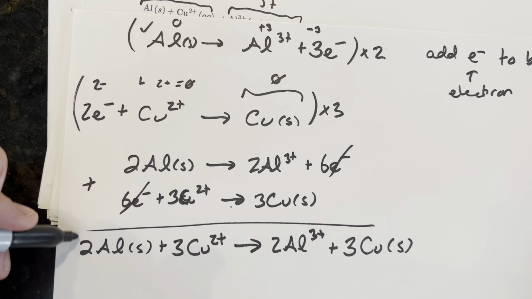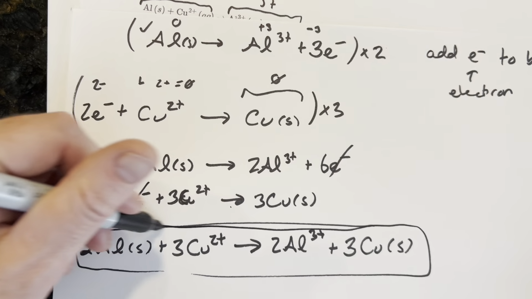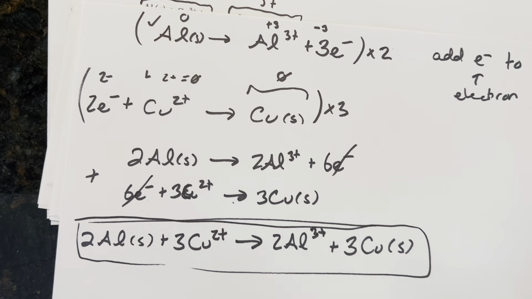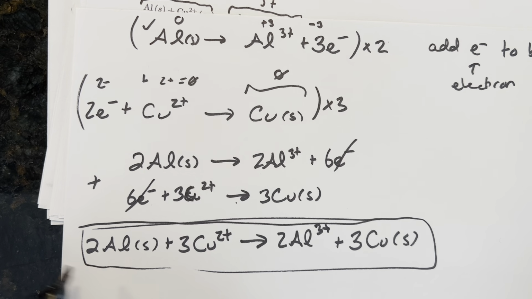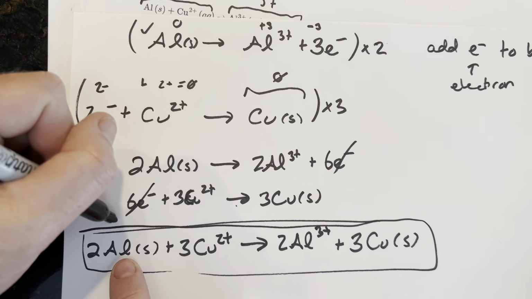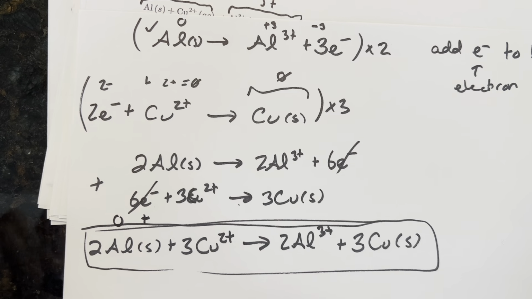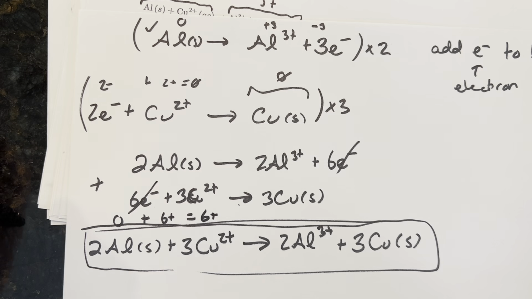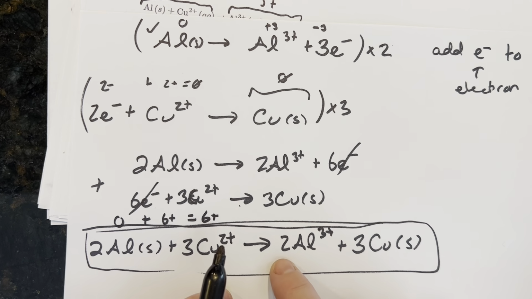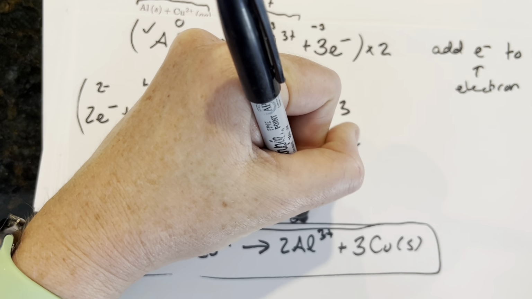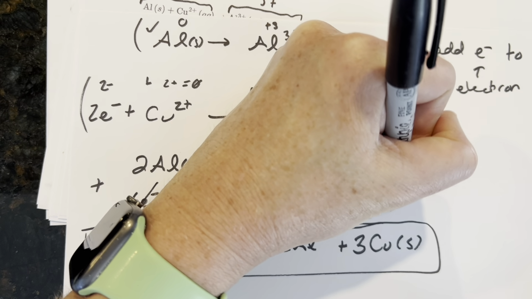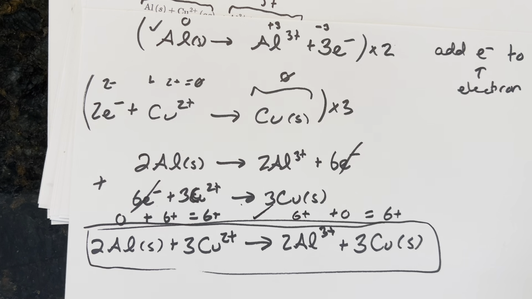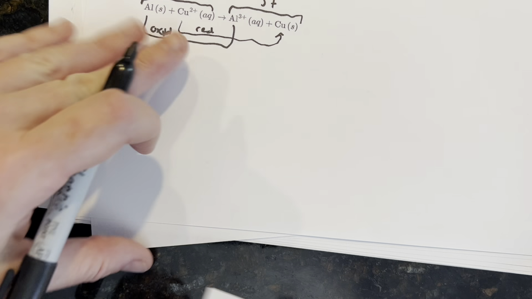Now one fun check, or one really good check that you should get in the habit of doing, is ensuring the charges on the left equal the charges on the right, and that will generally tell you if you did things correctly. So here I have a 0 plus 3, 2 pluses, for a total of a 6 plus charge over here. And then I look over here, I've got 2 3 pluses plus 0 for a total of a 6 plus charge over here. This thing's balanced, and this is a good answer. Sweet.